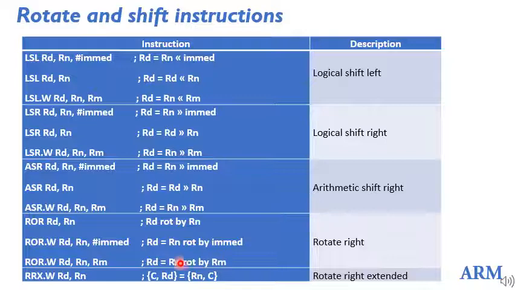Then finally you have RRX.W, this is rotate right extended. So this is also the same as the rotate right, but here it is rotating through the carry. Okay, so the least significant bit will move to the carry and the carry will move to the most significant bit. So I can write it this way: Rn, C, that is the destination C, RD. The curly brackets indicate that it is concatenated, equal to Rn, C.